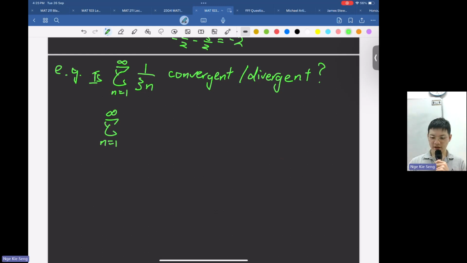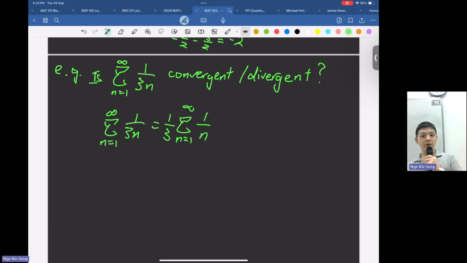We can take 1 over 3 out. So we use the converse statement just now. If the harmonic series diverges, and then you multiply by a constant inside, then c times an also diverges. So let me write it down.